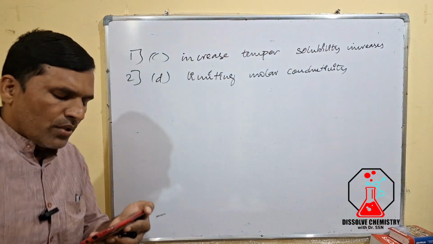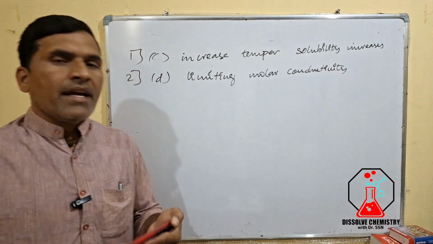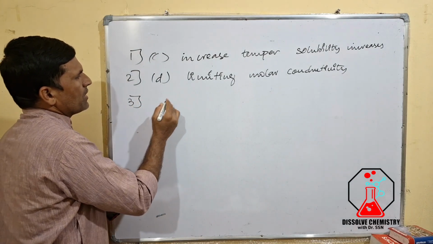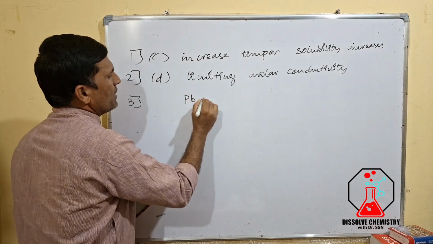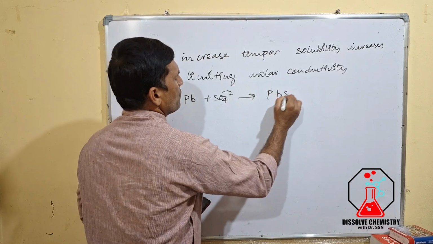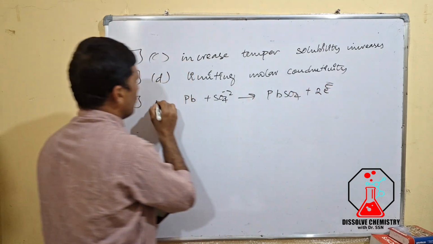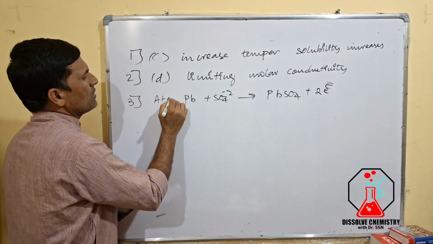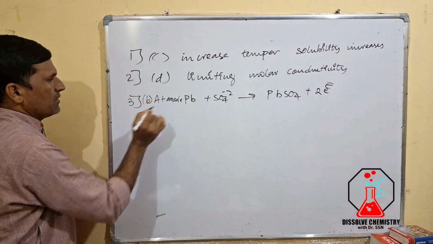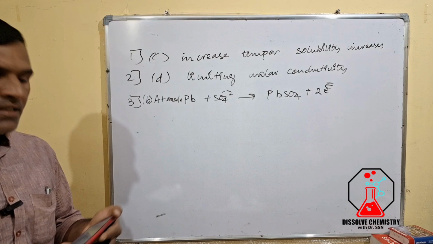Then the third question is, during discharging of a lead storage battery, the correct half cell reaction. At the anode, what happens during discharge? During discharge at the anode, Pb plus SO4 2- gives PbSO4, plus 2 electrons you are going to get at the anode. It happens at the anode. So your option is B. At the anode, Pb is converted into PbSO4 is the right option.